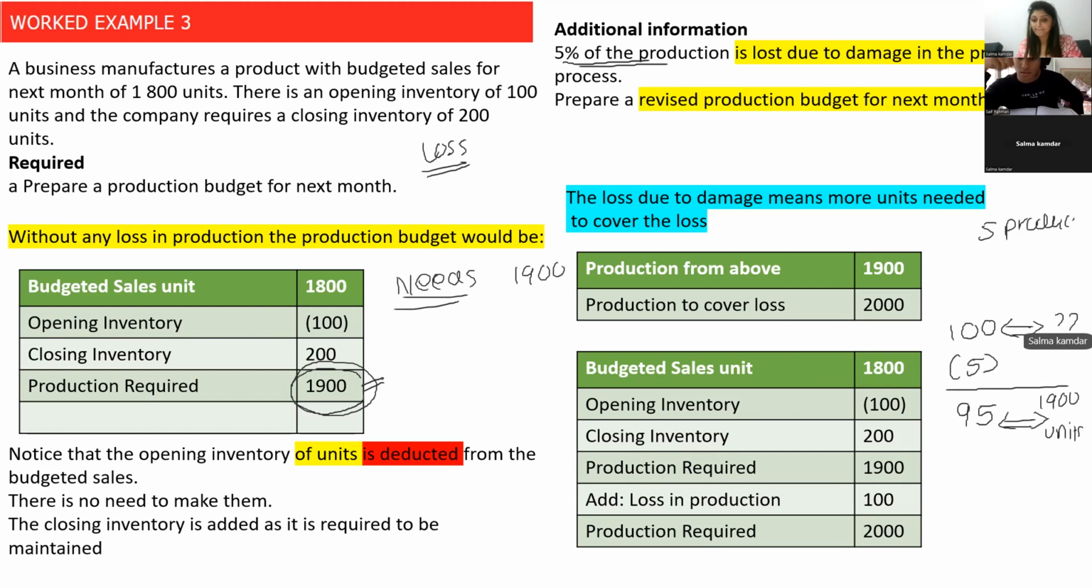So how many units should he produce? We'll do 1,900 into 100 divided by 95. So he will produce 2,000 units.